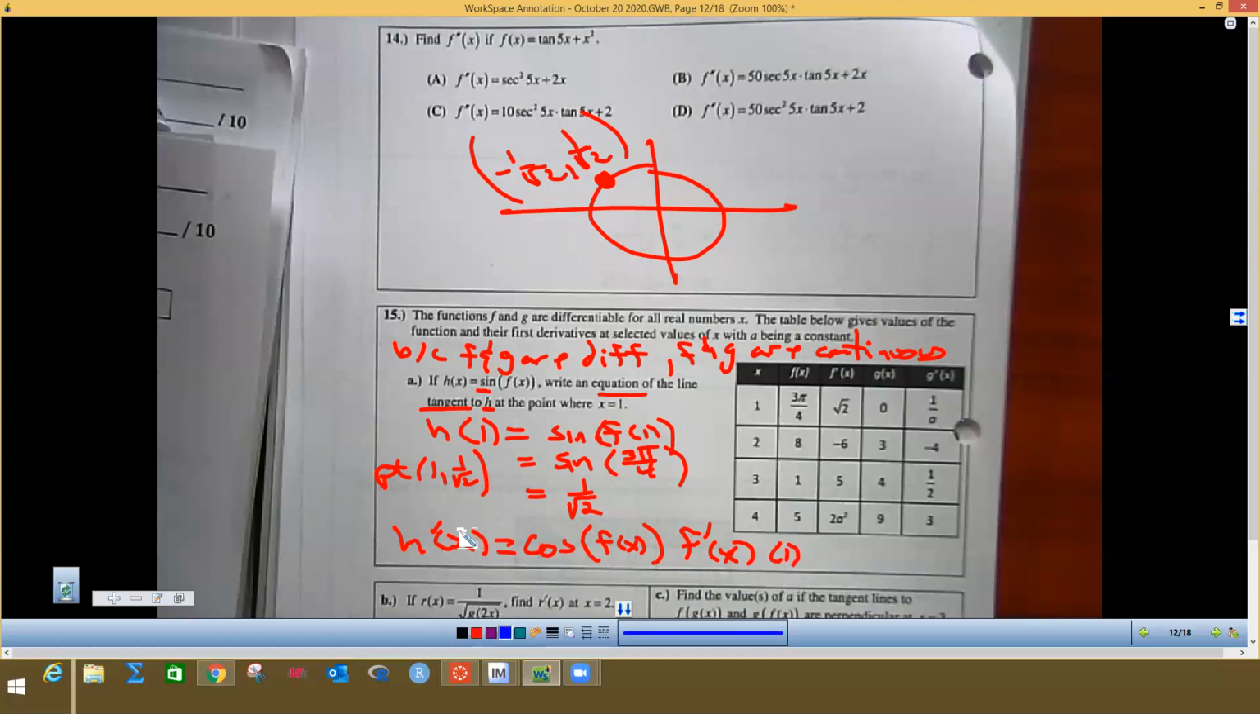Now I'm supposed to be finding this derivative when x is 1. So I need to plug a 1 in here, and a 1 in here, and a 1 in here. And I'm just going to get rid of this part because 1 times anything is anything. So I go f of 1. Here's f of 1, it is 3 pi over 4. So this is the cosine of 3 pi over 4. And then f prime of 1, there's f prime of 1, it is radical 2. So this is going to be times radical 2.